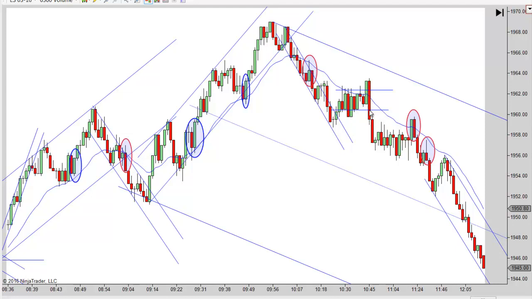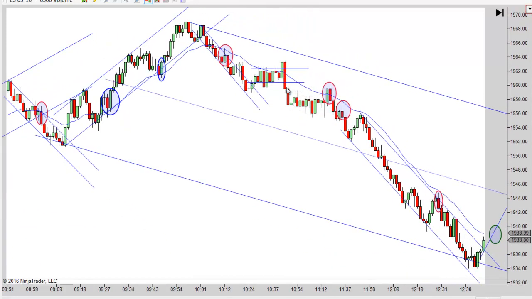If this wasn't such a big bar and you could get in closer up here, this would be a great setup. But it's just too big a bar. You just really got to skip it. And then it comes down. It just kind of goes sideways. And you got another little trading range, congestion area.